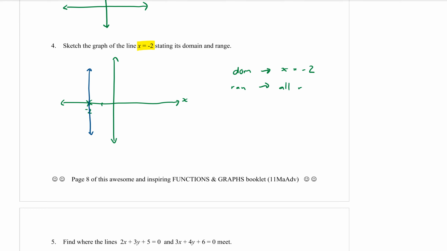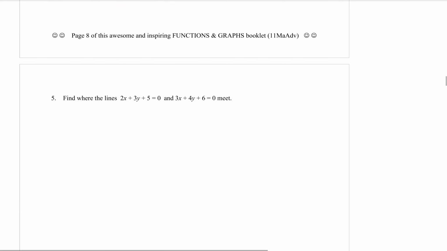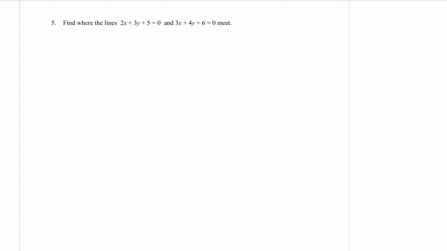All real y. And one more, question 5. Find where the lines 2x plus 3y plus 5 equals 0 and 3x plus 4y plus 6 equals 0 meet. Now, hopefully all of you are thinking, yep, I can do this. Simultaneous equations. And it doesn't even involve a quadratic. How easy is that? Okay, so simultaneous equations with 2 straight lines. Because we know these are straight lines, we're only expecting one solution. Quadratics, you expect 2 solutions. Okay, so one solution.